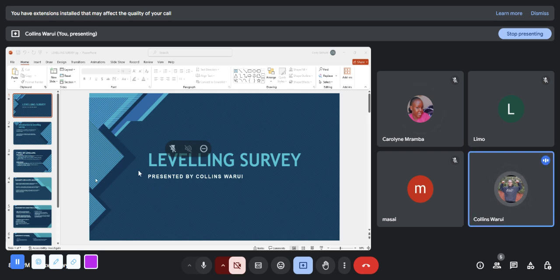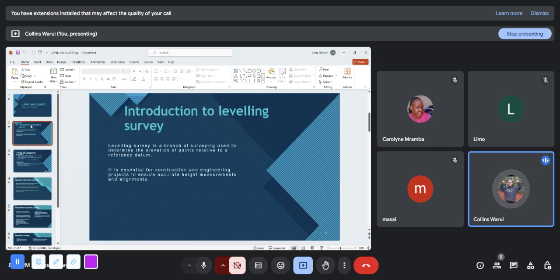All right. Today we're going to study leveling survey. I will take you through the introduction, the types of leveling, the equipments used, the procedure, the applications, and the importance of leveling survey. So, let's begin.